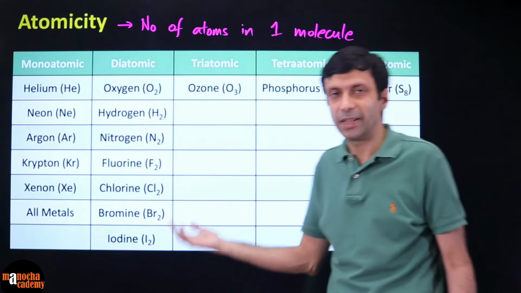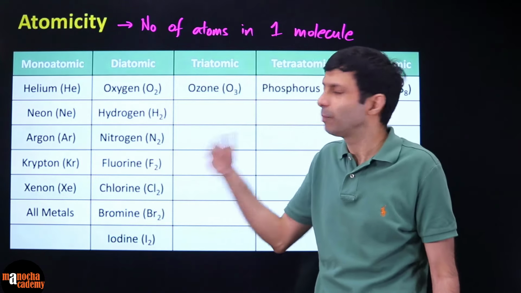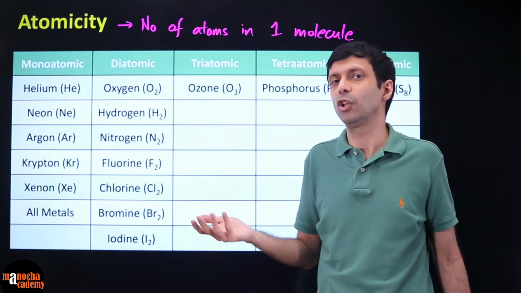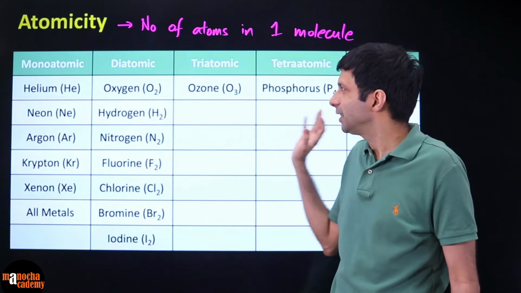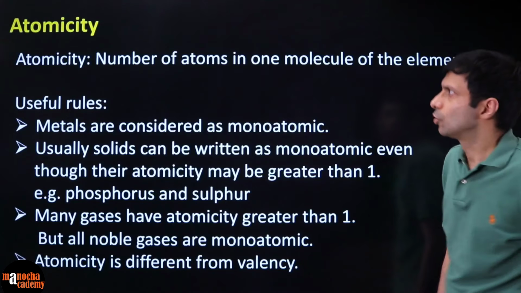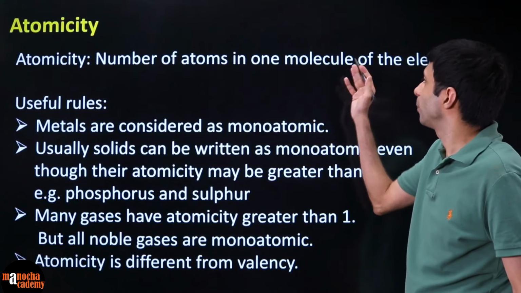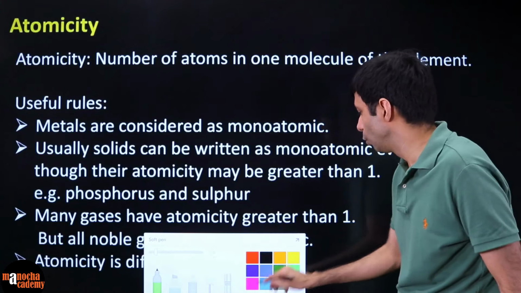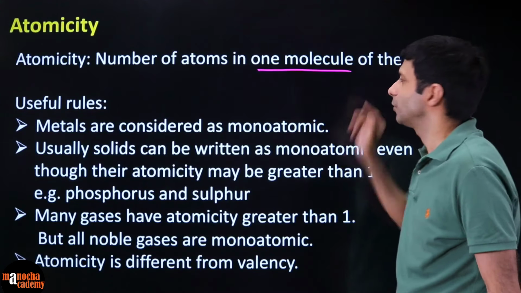These are the most important examples in atomicity. There are many more also. You guys can check in your book or on the net. But these are the most important that I've given for your syllabus. So atomicity is the number of atoms present in one molecule of the element as we discussed.